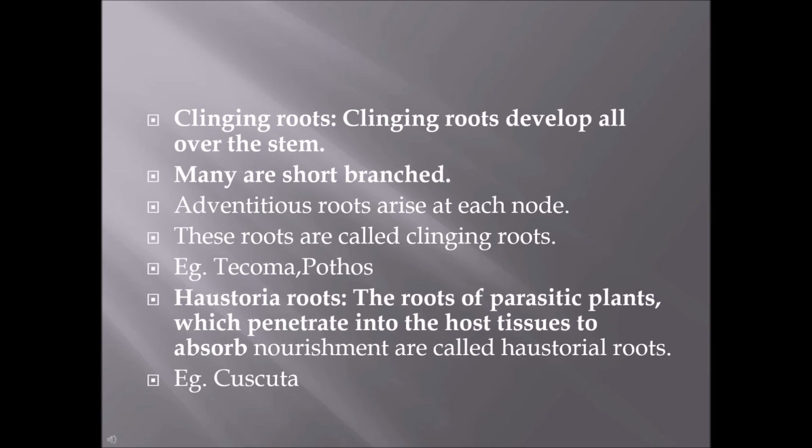So the next is clinging roots. So these clinging roots will grow all over the stem. So these are small branched roots, and on each node, that is on the branch, the place below the branch is called a node. So on each node, the adventitious root will grow. So this is called clinging roots. So example for clinging roots is Tecoma and pothos.